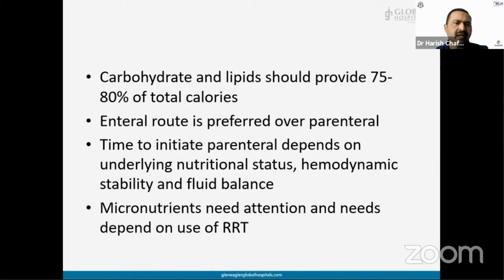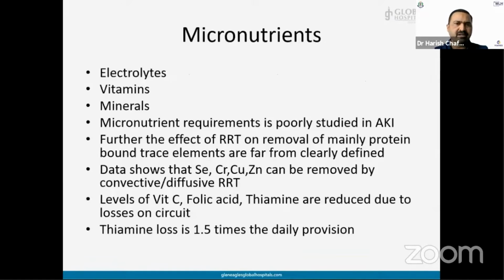Time to initiate parenteral nutrition depends on the underlying nutrient status, and hemodynamic stability is a very, very important factor. Whenever the patient is on 2 vasopressors at a higher dose, you cannot feed the patient. We need to wait for him to stabilize, and only then can we start. Micronutrients need attention, and needs depend on use of renal replacement therapy.